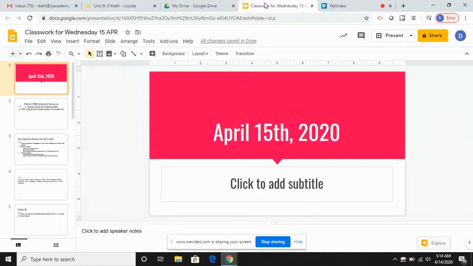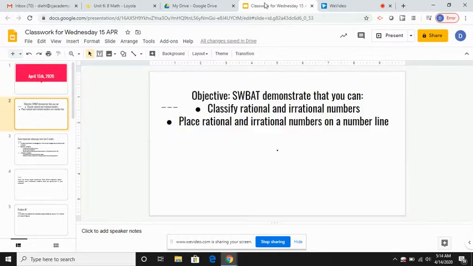Gentlemen, today we're going to be reviewing some of the key concepts to see what you can put into your creative project about how to present this first half of the unit. So specifically today we're going to focus on the irrational and rational numbers part. Can you classify rational and irrational numbers? And can you place them on the number line?